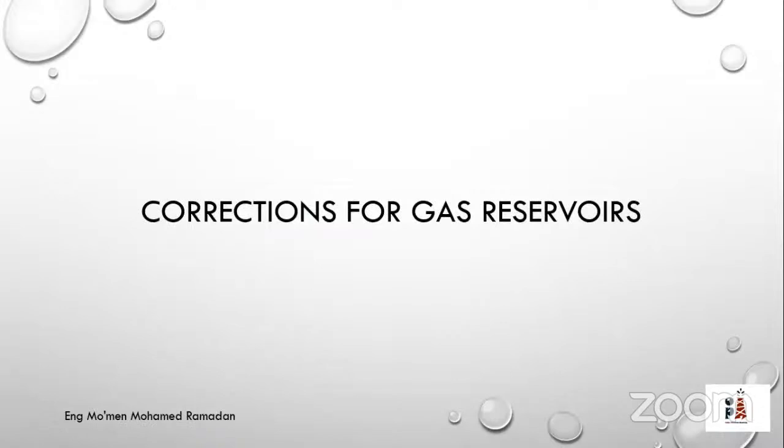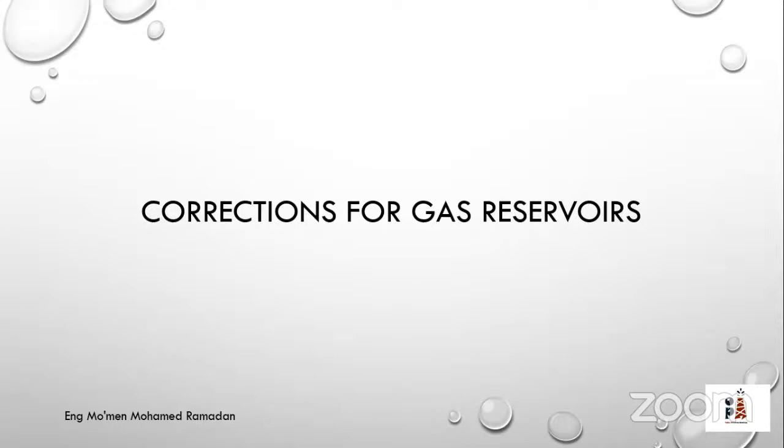Second, we will talk now about the corrections for the gas reservoirs. Guys, we are talking in the domain of the rate transient analysis. So when we talk about corrections for the gas reservoirs, we mean what corrections are made to the equations used in the rate transient analysis in the case of a gas reservoir, okay? Because all the equations in the rate transient analysis were firstly done based on an oil reservoir, an oil producer, not a gas producer.